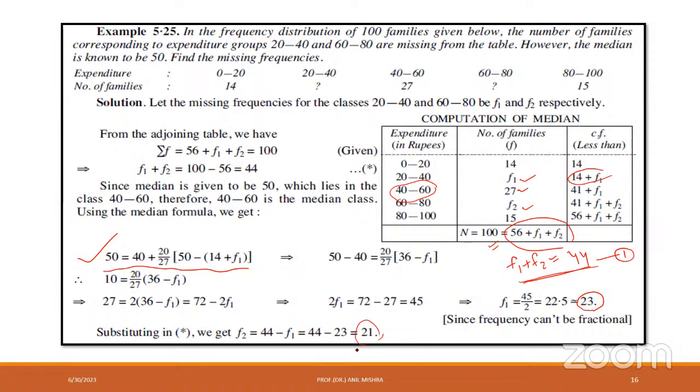So we can easily calculate it. You can take either x and y, or a and b, or f1 and f2; the choice is yours. Then add up the cumulative frequency. We know the median value is 50, so the median class is 40 to 60: lower limit 40, frequency 27, and cumulative frequency before it 14 plus f1. Putting these in, f1 is 23. Since f1 plus f2 equals 44, f2 becomes 21. So that is the way of calculating the value of the median. Did you understand?